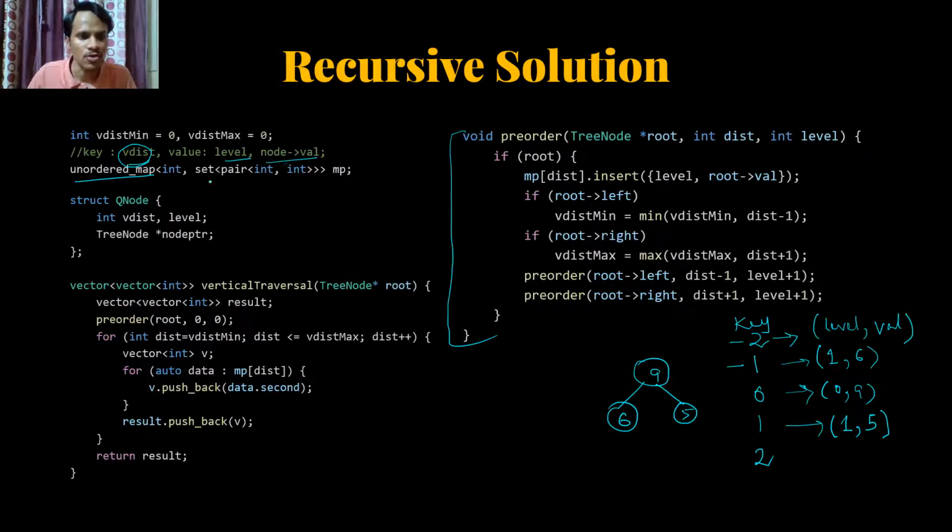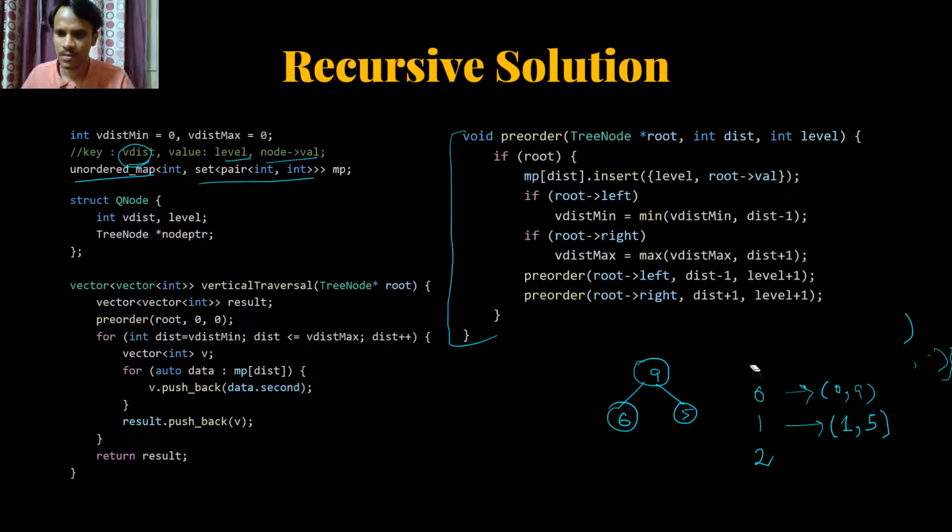and node values as the value, and that is also a set. Since any number of nodes can be at a vertical distance, this will be a set with some values. Right, so let's see the pre-order traversal, considering an example here. Let me erase this.